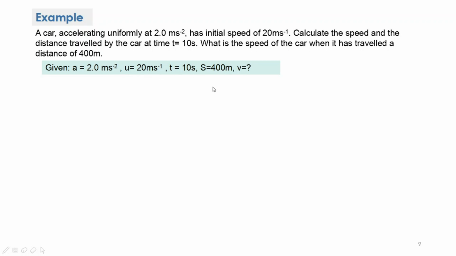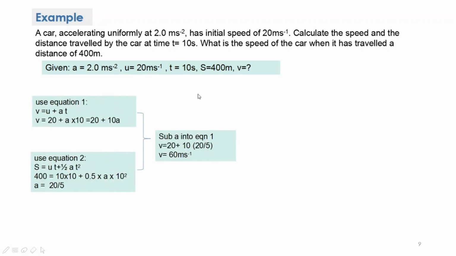In this question, you use two equations. One, v equal to u plus at. Substitute the parameters and get equation 1. Then we use equation 2, s equal to ut plus half of at squared. From this equation, we will be able to find a equal to 20 divided by 5. Then you substitute these values into equation 1. Then you will be able to get the answer of v equal to 60 meters per second.